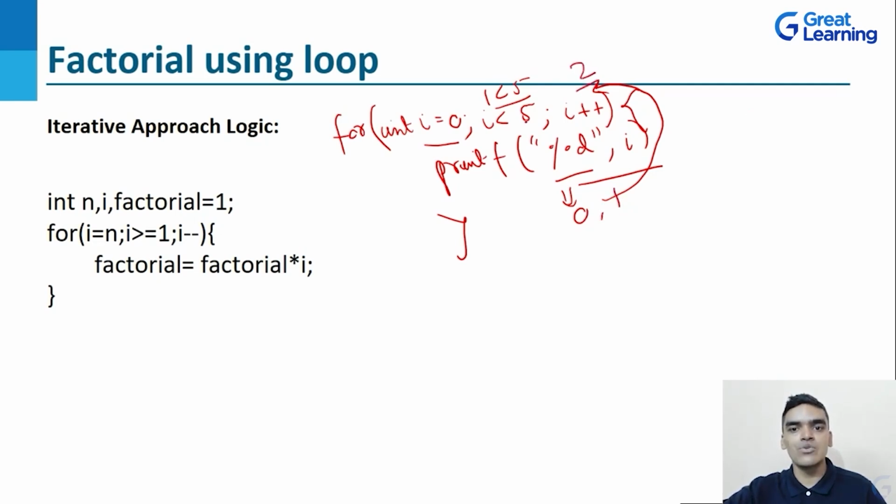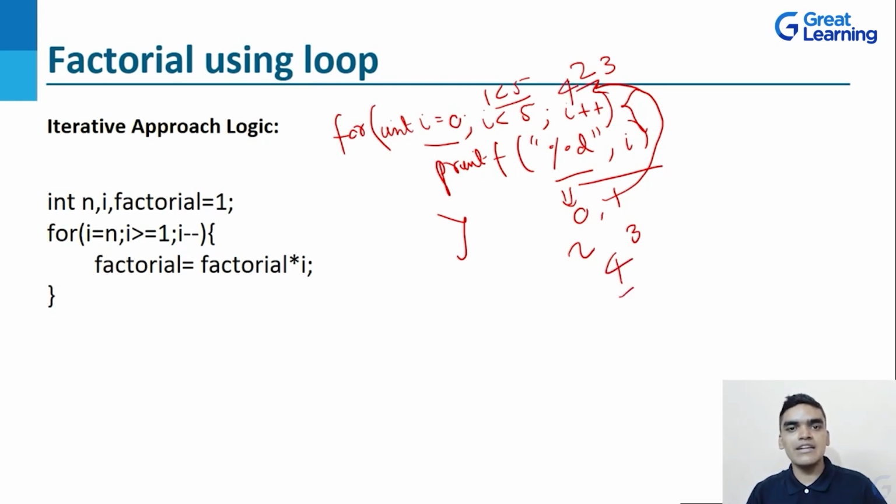The new i value will be 2. 2 less than 5, it will print 2. Again for update, we'll get new i value 3. 3 less than 5, we'll get 3. Similarly, it will go for update. Now the new value of i will be 4. 4 less than 5, again we are getting 4.